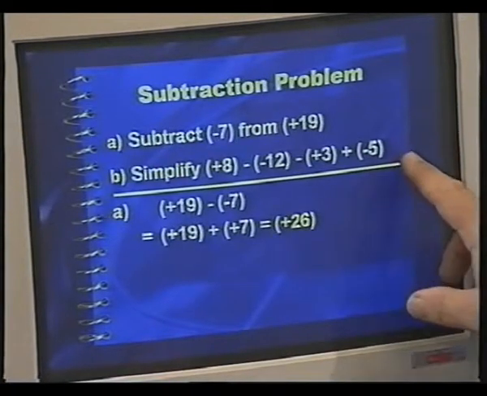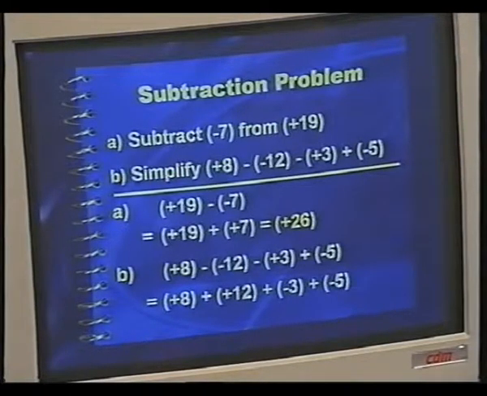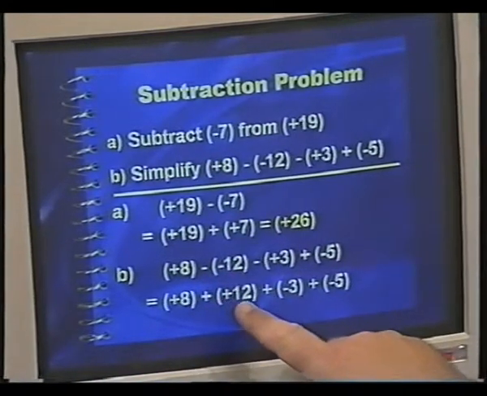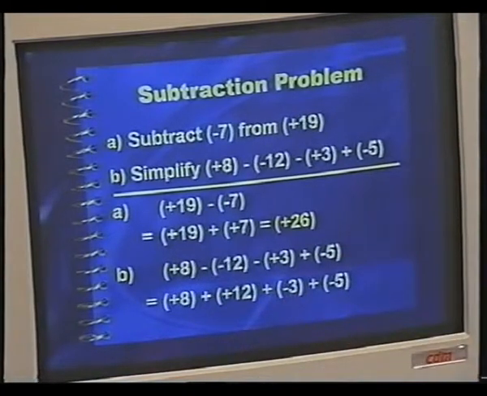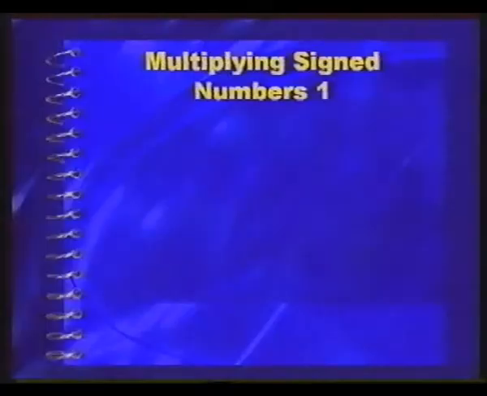This one, number B, can be done successively, and you get, in this case, positive 8, and I change the subtract negative 12 to an add positive 12, the subtract positive 3 to an add negative 3. Yeah, it's quite difficult. And in the end you get positive 12. Quite a difficult process. We can combine that, of course, and we certainly shall do that. Let's have a look at multiplication. That is a little easier, multiplication of signed numbers.